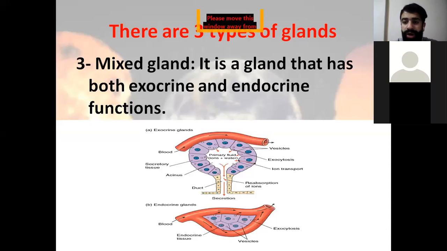It has both endo and exo functions, endocrine function and exocrine function. An example of these glands is the pancreas, where it secretes insulin into the blood, and it also secretes pancreatic juice into the small intestine. So it has an endocrine function by secreting hormone directly into the blood, and it also secretes substances through special ducts, like the case of pancreatic juice into the small intestine. So this is the type of mixed gland.